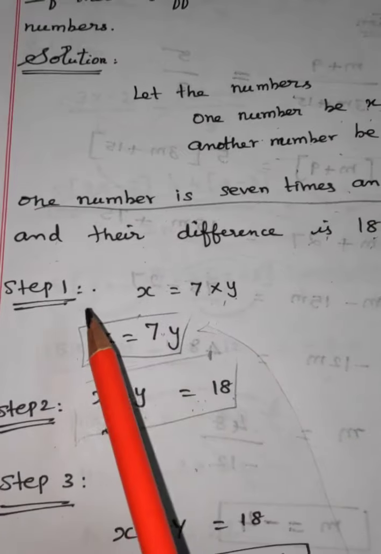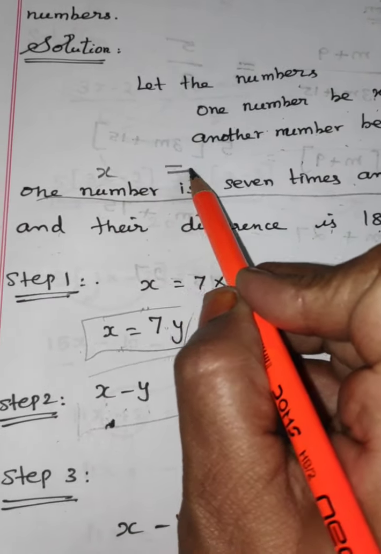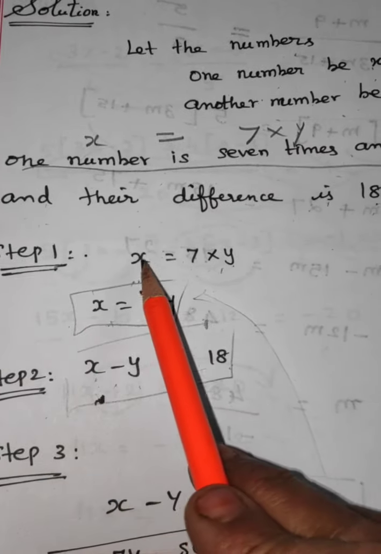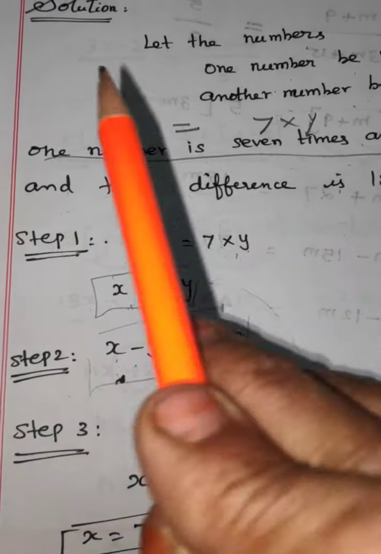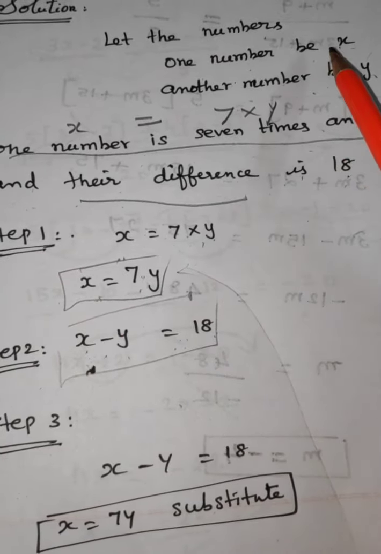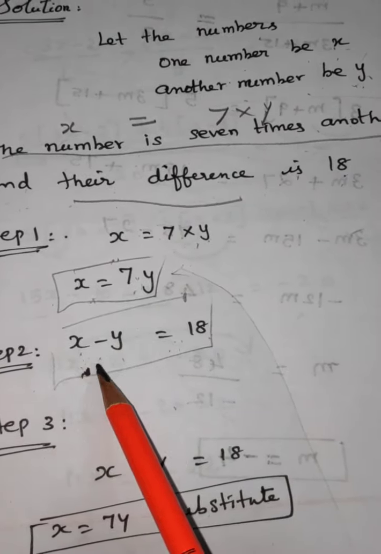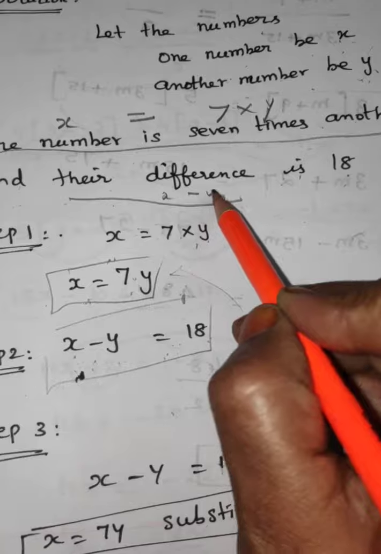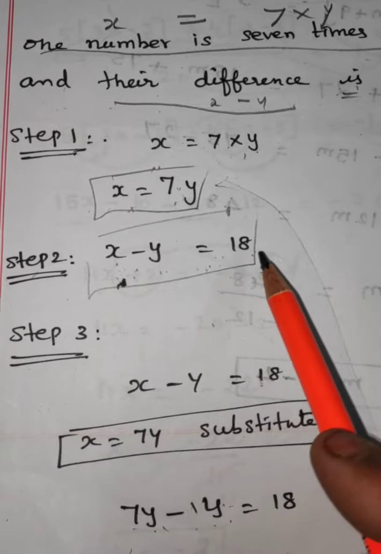Step 1: one number is x. One number x is equal to 7 times another number, 7 into y. So first step, x equal to 7 into y, equal to 7y. First step is completed. Second step: and their difference. Which numbers' difference? Our selected numbers x and y. Difference means minus. x minus y equal to 18. Second step: x minus y equal to 18.